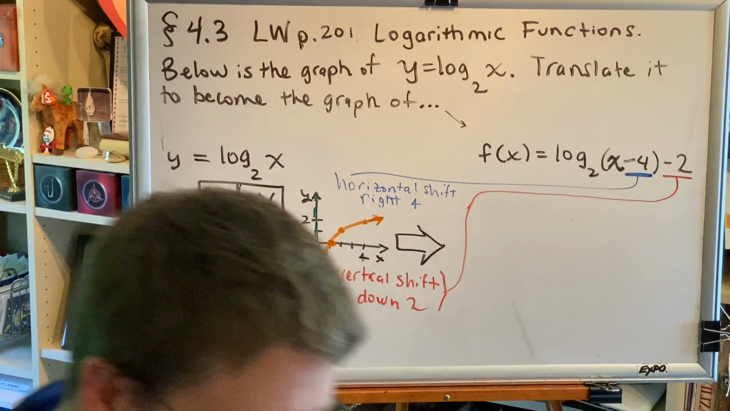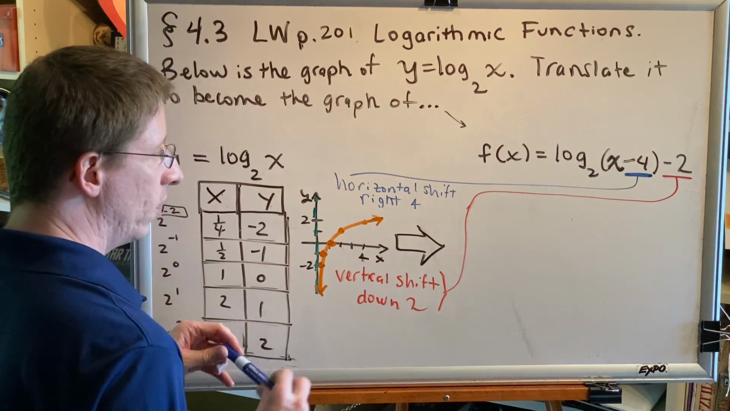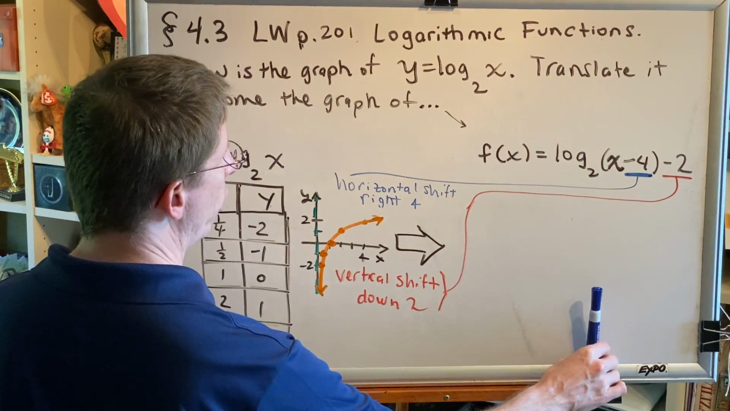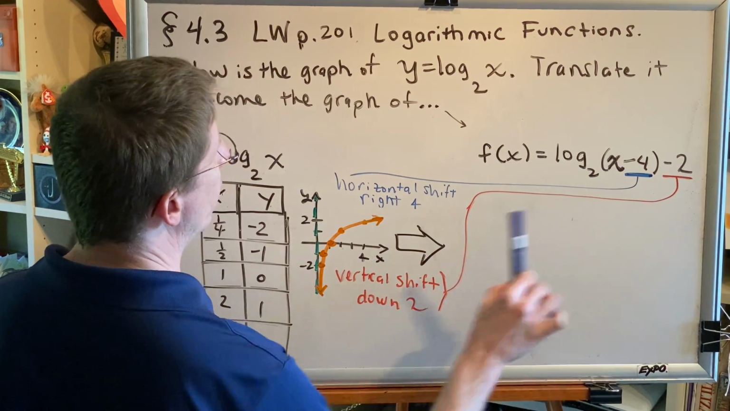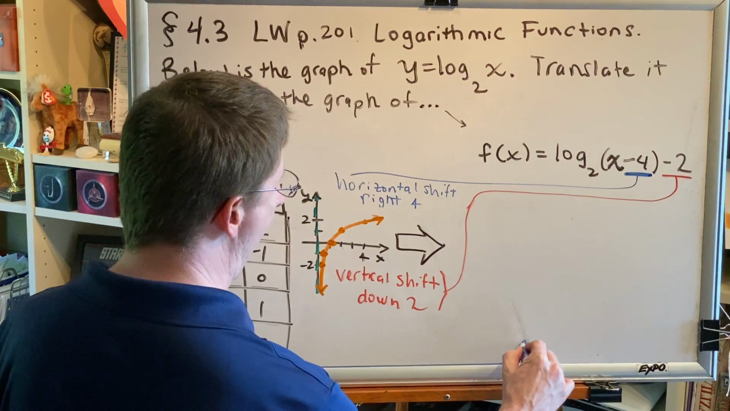Okay, so we've got two translations here, right and down. We need to figure out which coordinates change and how for each one of those. All right, let's do right 4. Let's say you're standing at the origin and you go right 4. 1, 2, 3, 4. You end up at 4. You add 4 when you move to the right. So all of the x's, we're going to add 4.